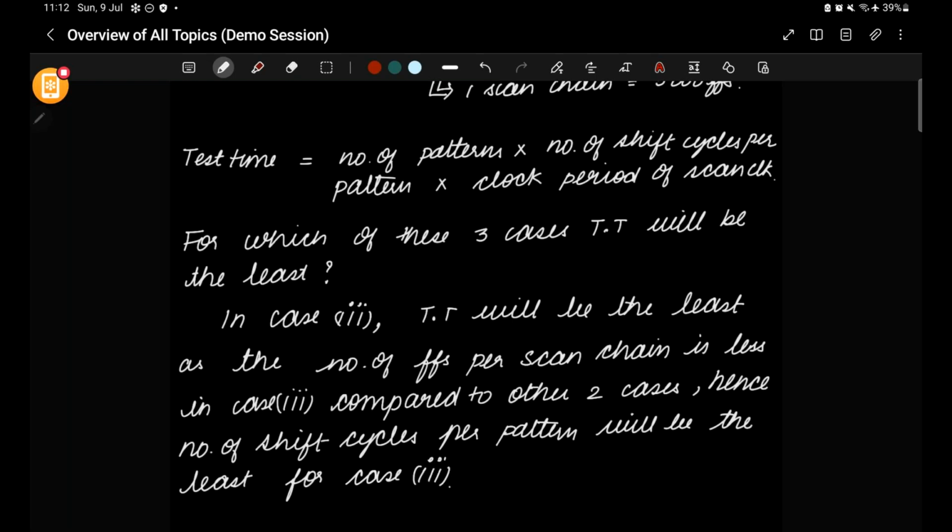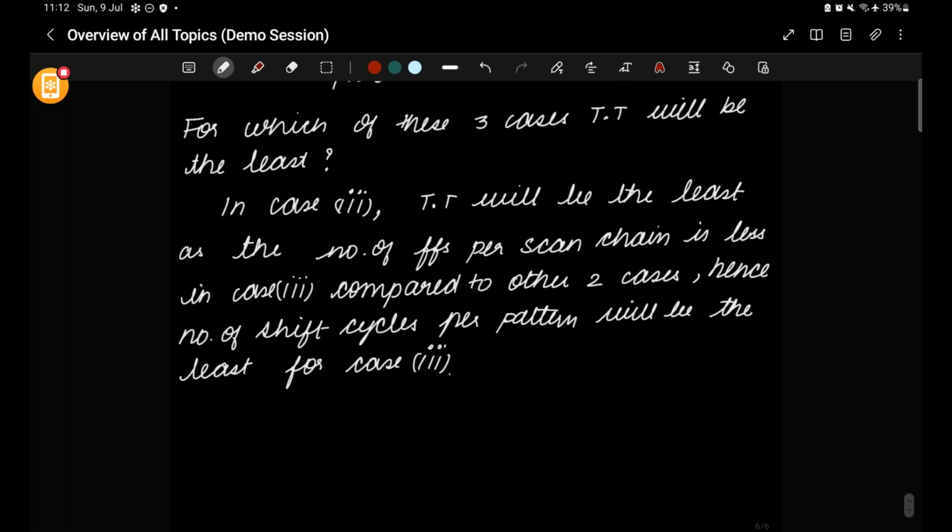But there is actually a disadvantage in case 3. So the problem is the disadvantage of case 3.